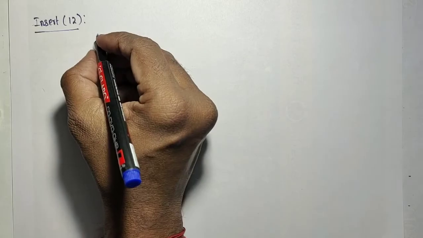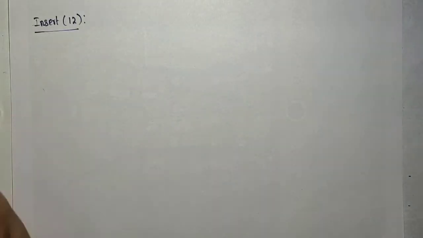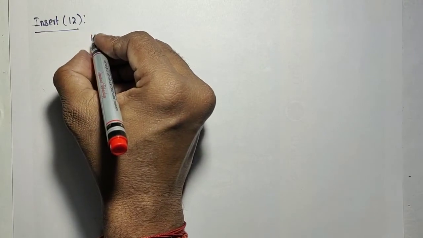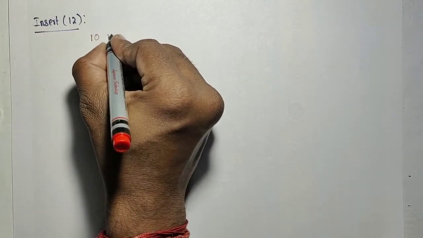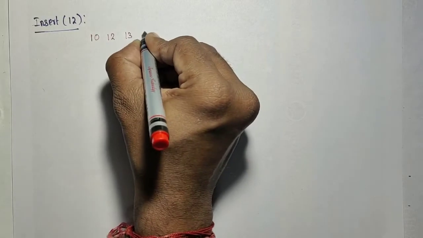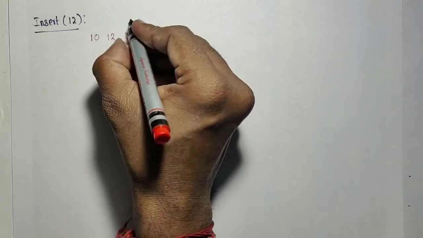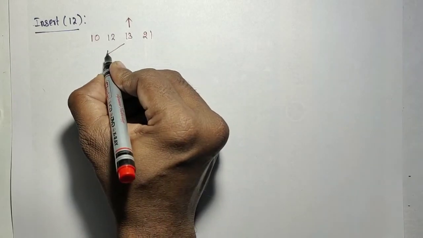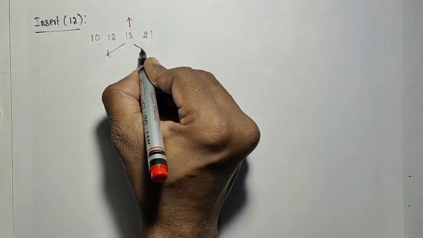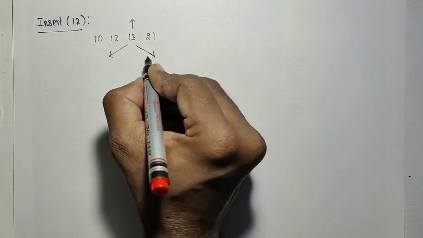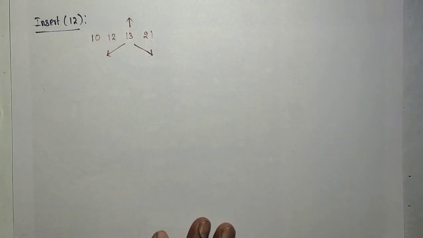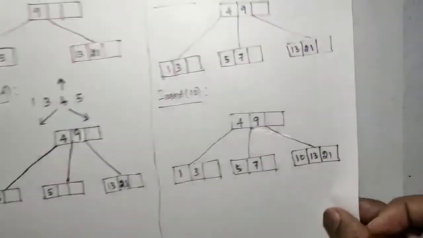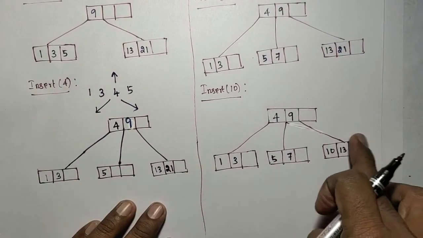So we have to write like 10, 12, 13 and 21. So the middle element is 13, that needs to be moved up. Okay, and 10, 12 will become left and 21 will become what? Right of the 13. Okay, so 13 becomes the root, this is the left and this is the right, so that this will be split like this.